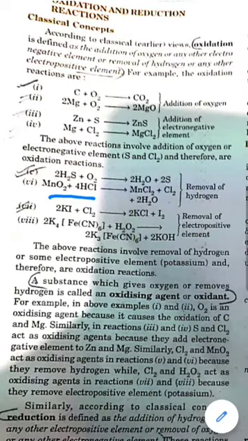Now in this reaction, what is happening? Potassium had iodine with it. So the electronegative element, which is iodine, had an electropositive element called potassium, which is removed in the product. So iodine lost its electropositive element. This is also oxidation. Same goes for the last reaction.